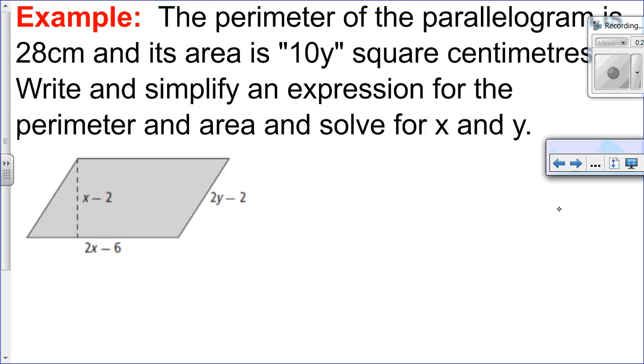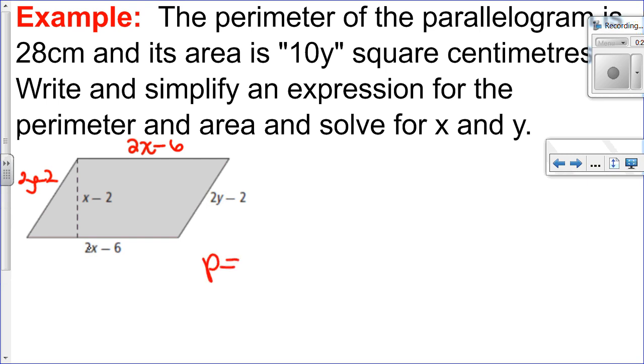So to end this section, I just want to look at the perimeter of a parallelogram and the area of a parallelogram. Write a simplified expression for both and solve the system. So perimeter is all the distance around. So let's just write this here. So the distance all the way around.